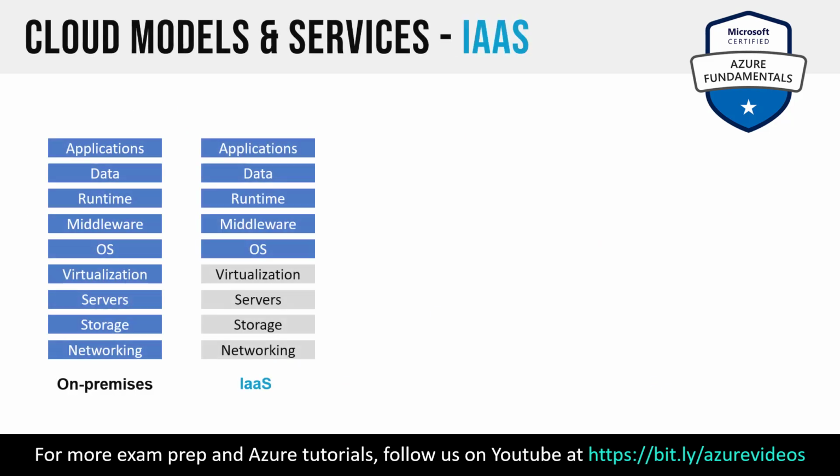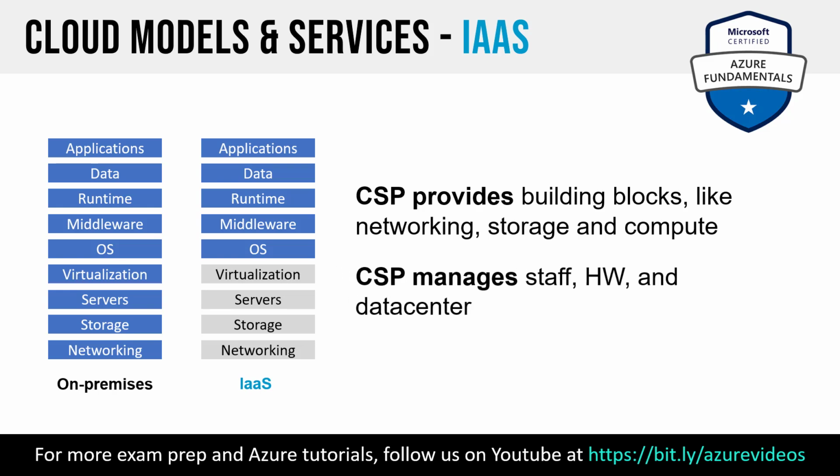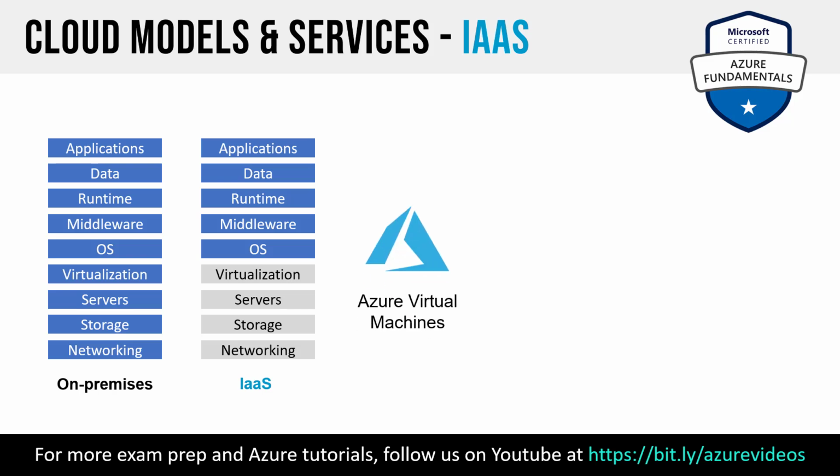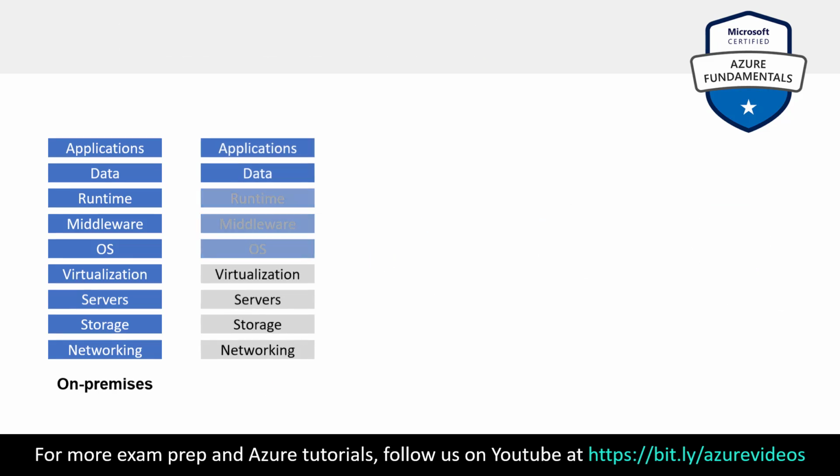So let's talk about IaaS as a start, where we see that the cloud service provider provides the building blocks like network, storage, and compute. They manage the staff, the hardware, and the data center. Examples of this would include Azure Virtual Machines, Amazon EC2, or on the Google platform, their Compute Engine.